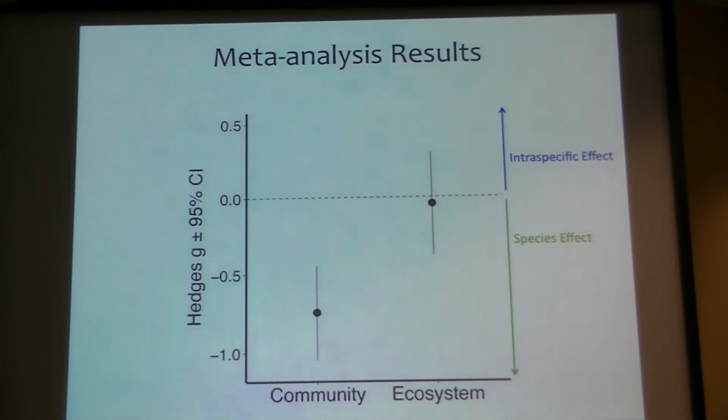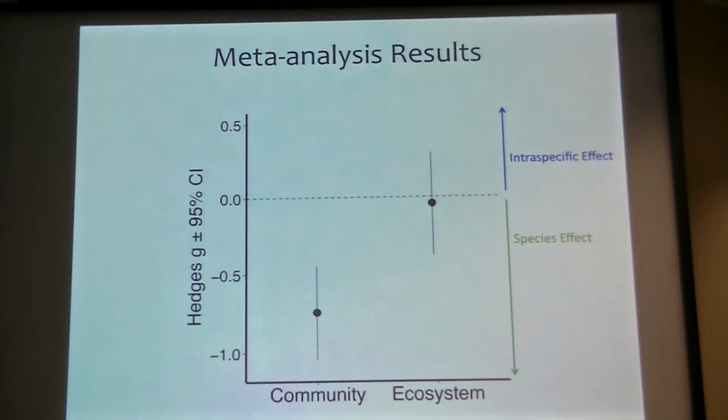Also, interestingly, we broke down these response variables into either community level or ecosystem level responses, okay? And so there's a little bit of ambiguity here, right? Some response variables could arguably be called either community or ecosystem. We did the best we could at categorizing things, but the result here was actually quite surprising and interesting.